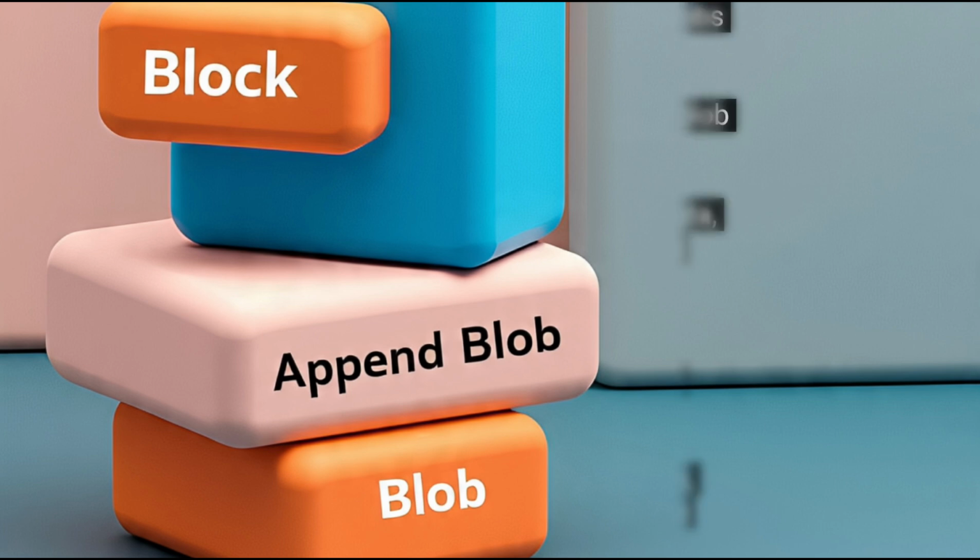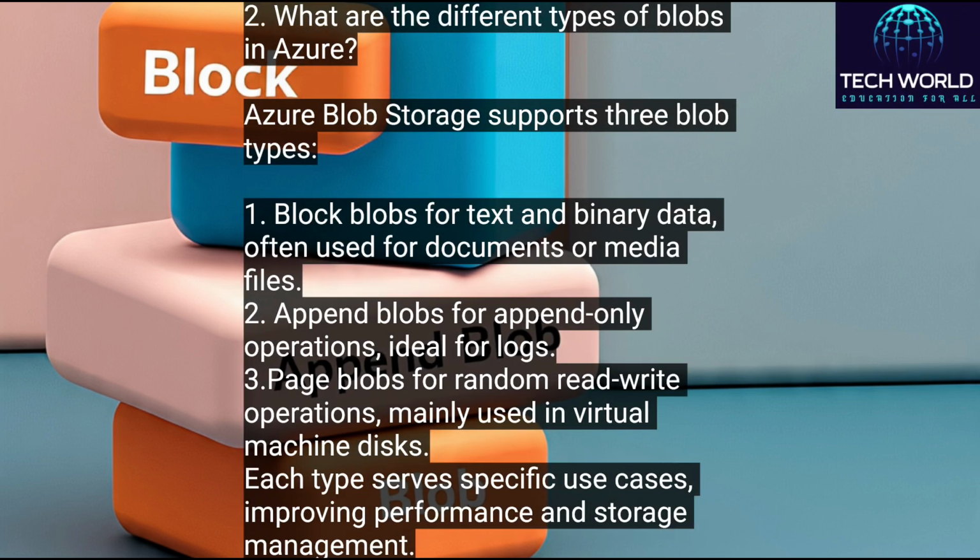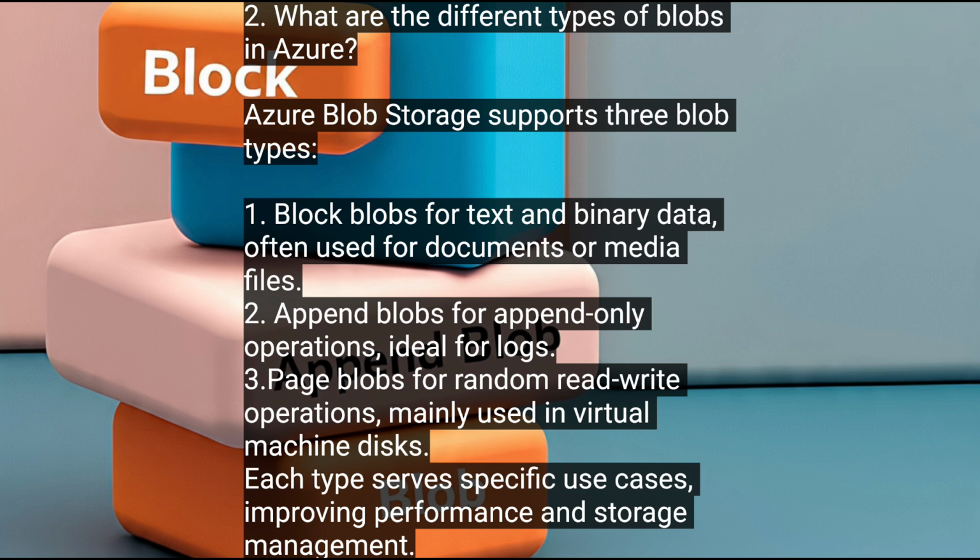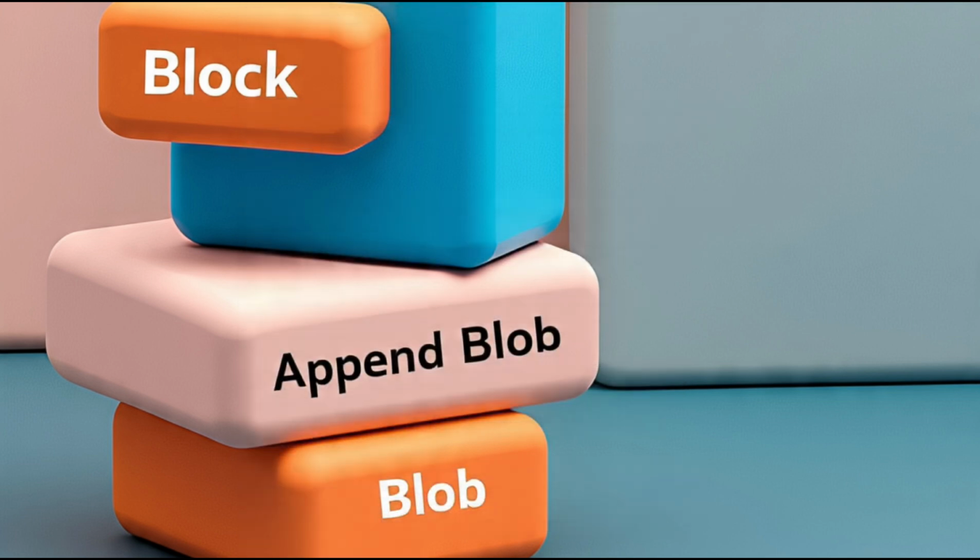2. What are the different types of blobs in Azure? Answer. Azure Blob Storage supports 3 blob types: block blobs for text and binary data, often used for documents or media files; append blobs for append-only operations, ideal for logs; page blobs for random read-write operations, mainly used in virtual machine disks. Each type serves specific use cases, improving performance and storage management.